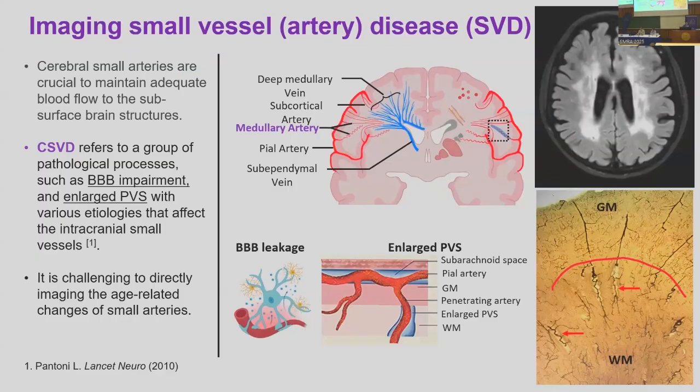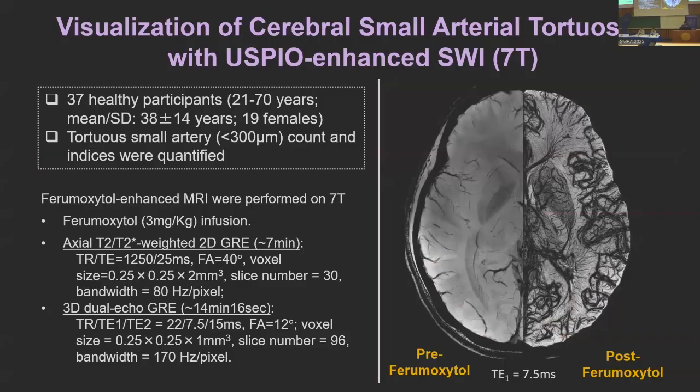And for imaging small vessel tortuosity, we have been focusing on the medullary arteries. These arteries are crucial to supply blood to the deep white matter, where the white matter hyperintensity often occurs. When we see this on FLAIR imaging, we know this is white matter hyperintensity. Sometimes we also call this small vessel disease. Actually, we don't really see the vessel abnormalities, even though on histopathology we can clearly see there's a small artery tortuosity. So there's no current imaging to really detect this small artery tortuosity.